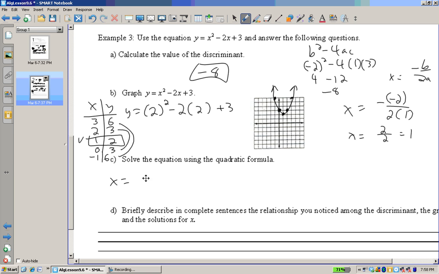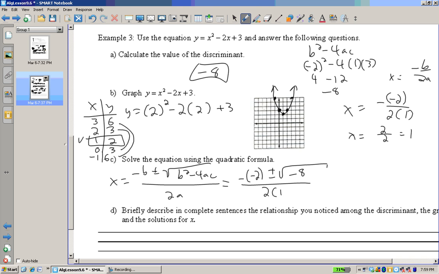Now, x equals negative b plus or minus the square root of b squared minus 4ac all over 2a. And so, b is negative 2. The opposite of negative 2 plus or minus the square root of, well, we know that the discriminant is b squared minus 4ac. We worked that out and had negative 8, so let's just go ahead and put the negative 8 in there. 2 times a, so that's 2 times 1. The opposite of negative 2 is positive 2, plus or minus the square root of negative 8 over 2.